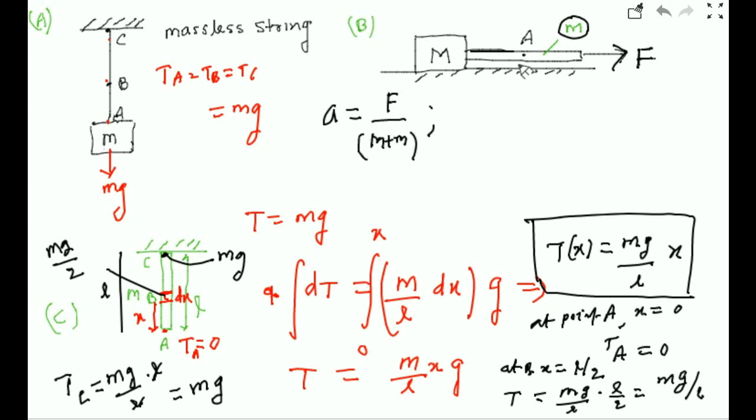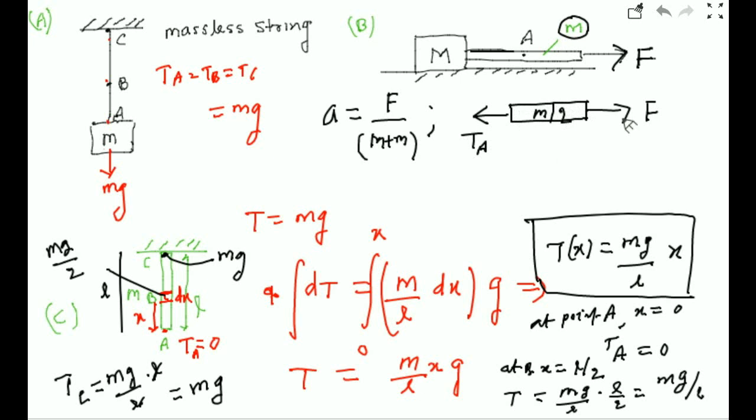Now draw the free body diagram for this small mass. Only half I am drawing. So here F is acting in this direction and tension will act here. This is T_A. And what is the mass? Because it is half, this will be m by 2. So you just write Newton's second law: net force equals mass into acceleration.